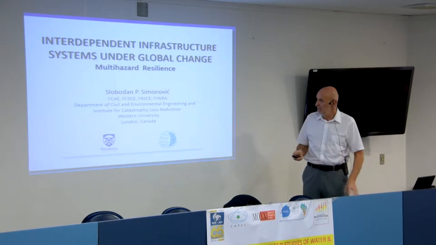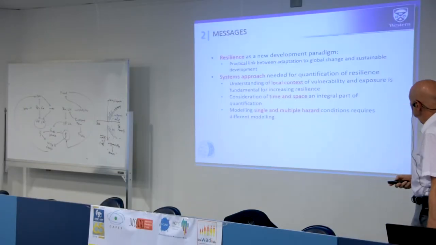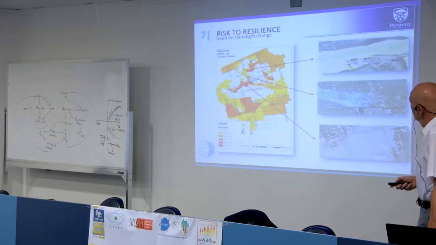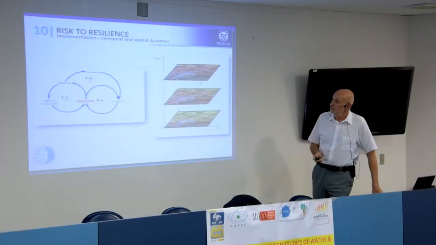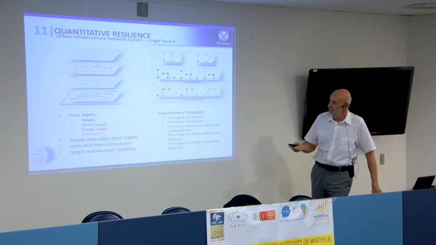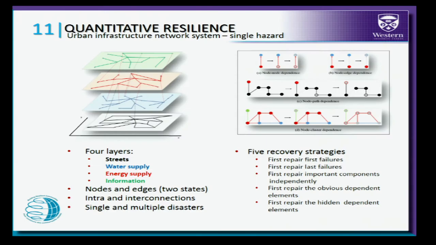So to quickly remind you, we were talking about interdependent infrastructure in the form of a multi-layer system, if you remember, where the various infrastructure components can be considered in the form of different layers, like information, the water, roads, energy, and so on. Within each of the layers, we were considering a network structure where the infrastructure is represented as a set of nodes and edges which are connected.